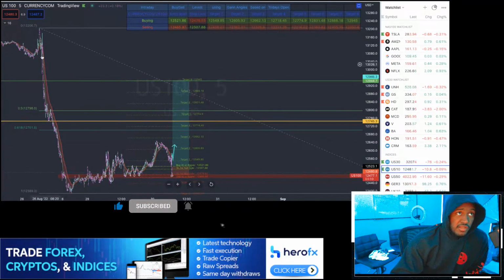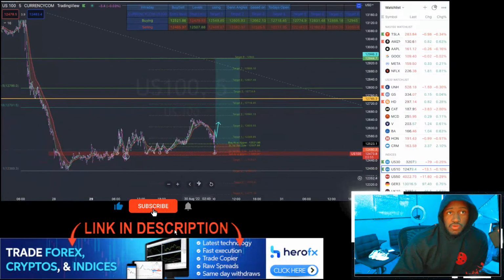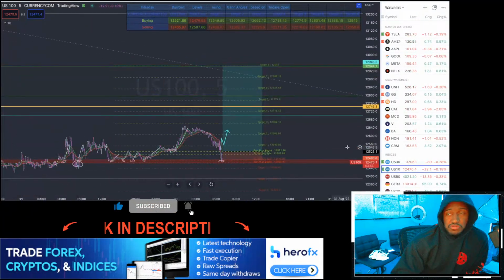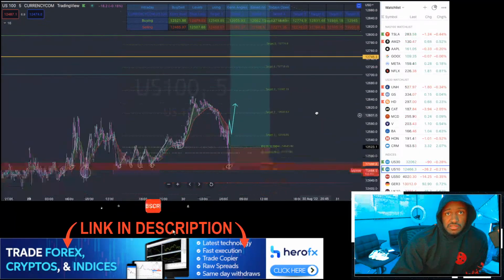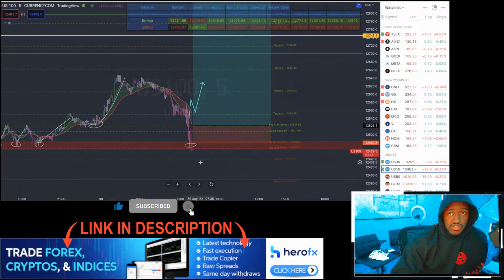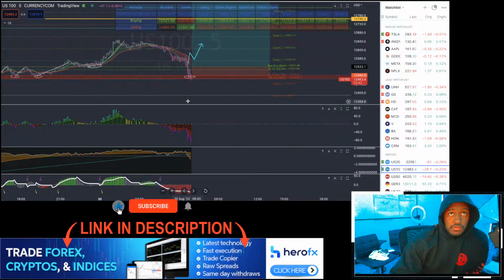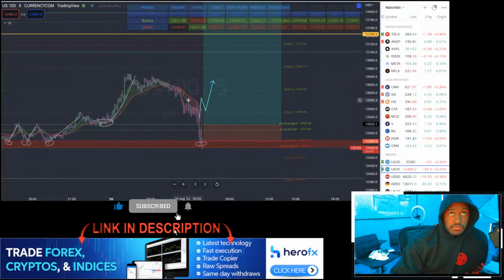Because it's just a lot of liquidity up here. So this is pure market structure. This is not even the algo. This is just pure market structure. If it continues to push down, that's scary. You know what I mean? But I just don't believe it will.